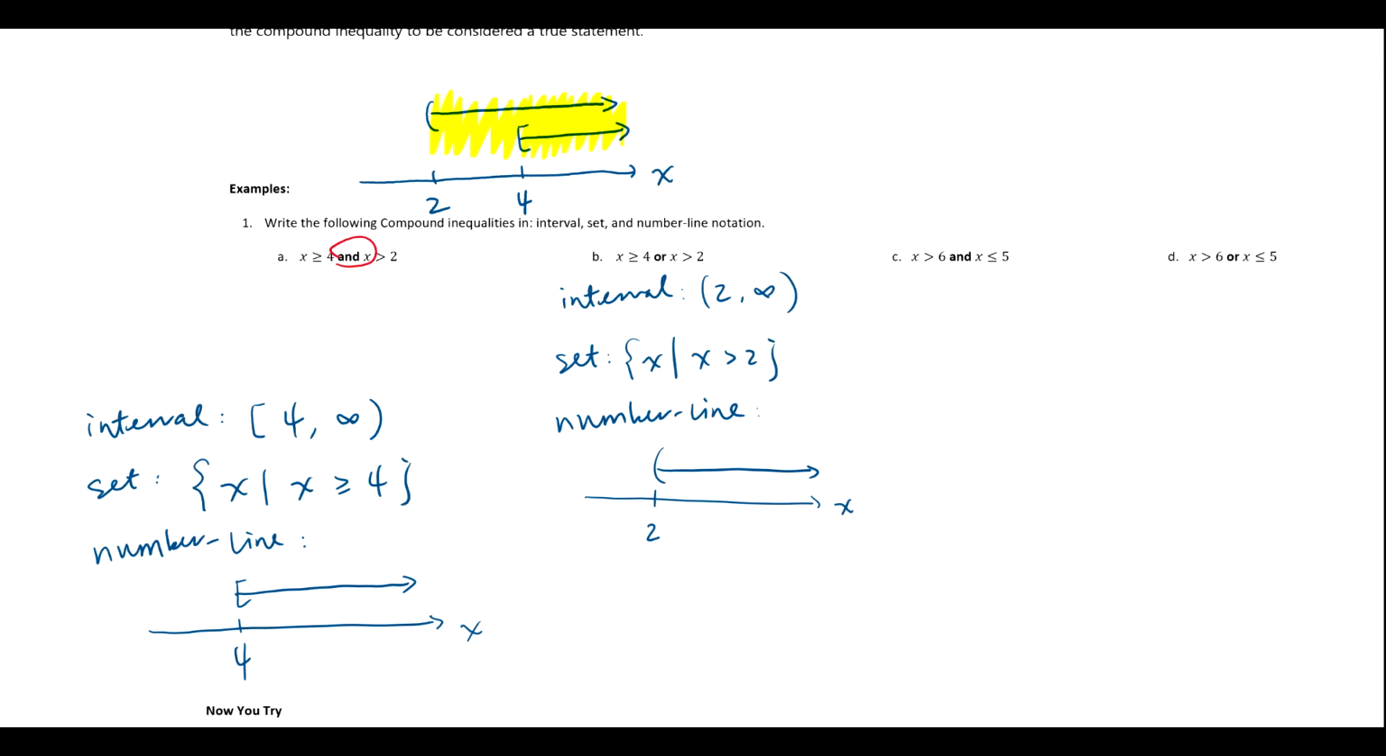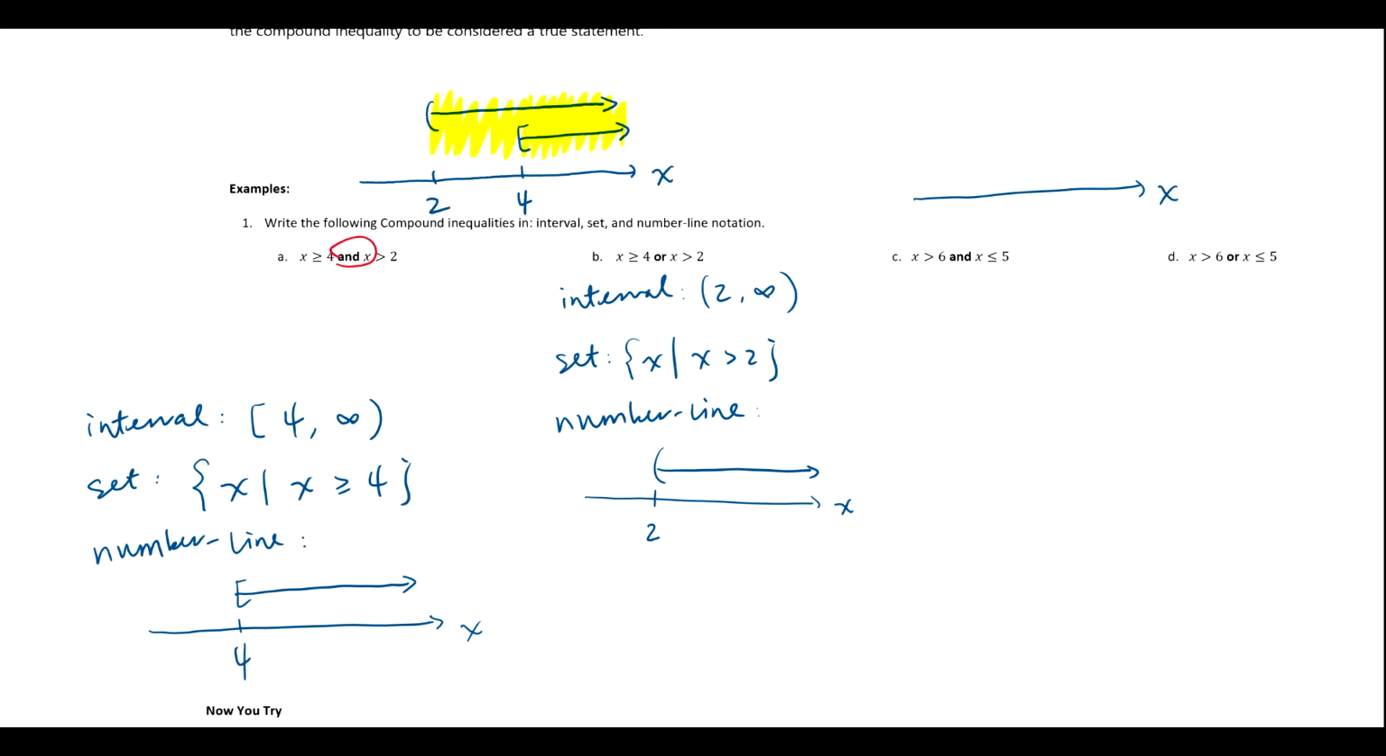And if you're good with this part of the comparison, we're going to try our hands at another set of problems so that you really get an understanding of what type of scenario could happen when we have a compound inequality. So in part C, we're working with the statement x is greater than 6 and x is less than or equal to 5. To get us started, I'm going to draw the number line, including both intervals again.